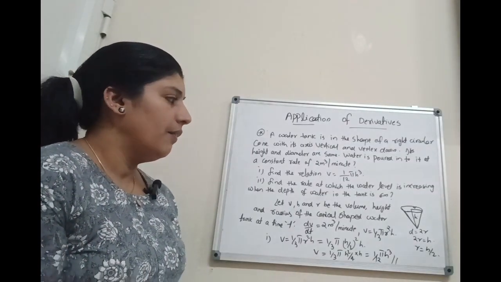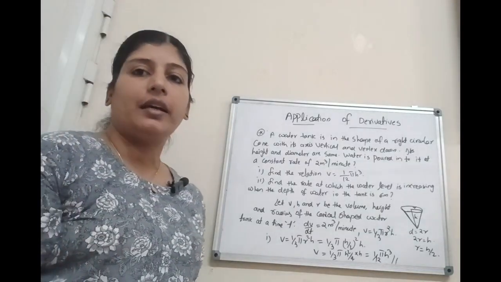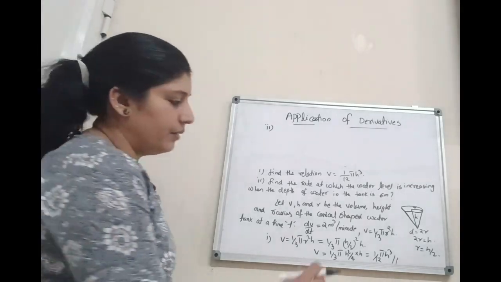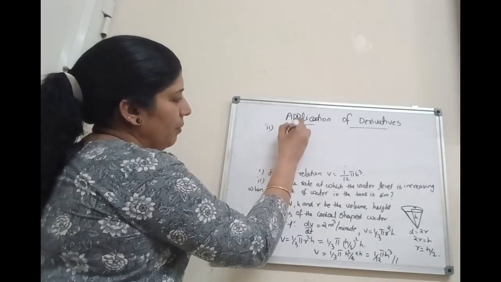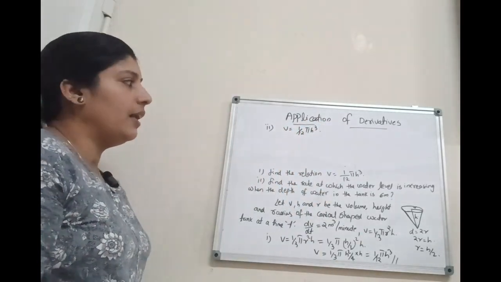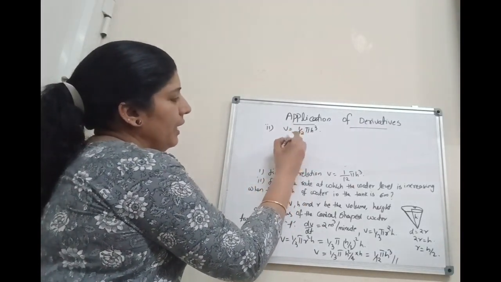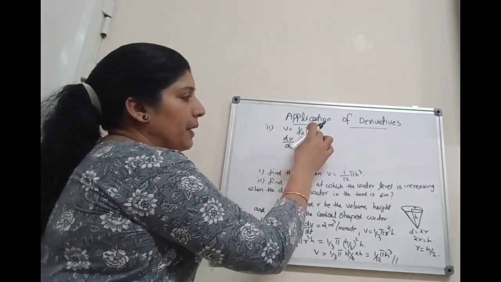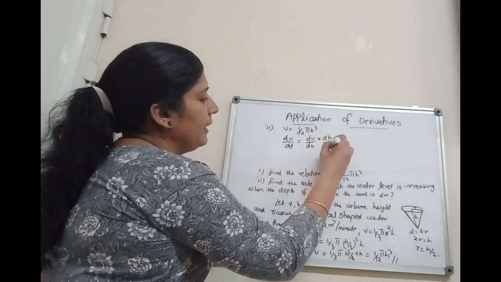Next we have to find out how fast the water level is rising when the height is 6 meter. In the second case, we first proved V equal to 1 by 12 pi h cube. Therefore the volume is equal to 1 by 12 pi h cube, that is, the volume is defined by using height only. Therefore, next we have to find dV by dt. How can we find dV by dt? Here the volume depends upon height only, so dV by dt is dV by dh into dh by dt.